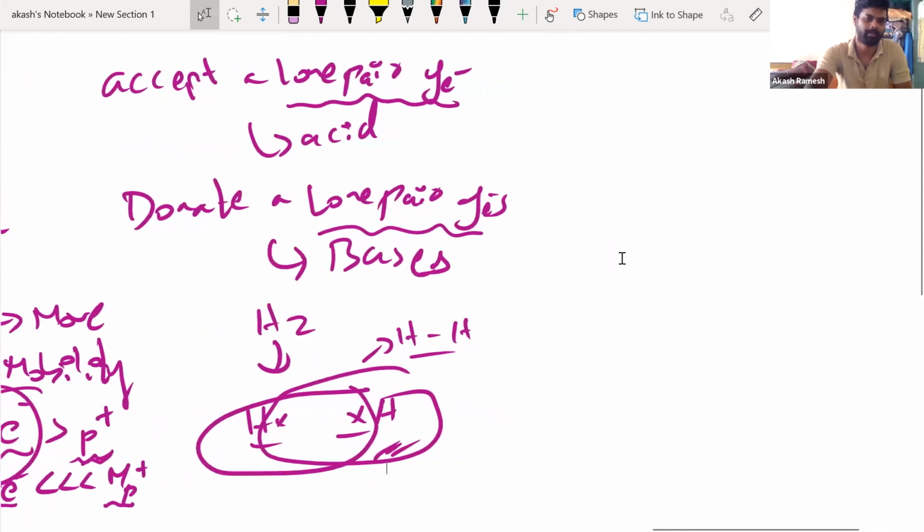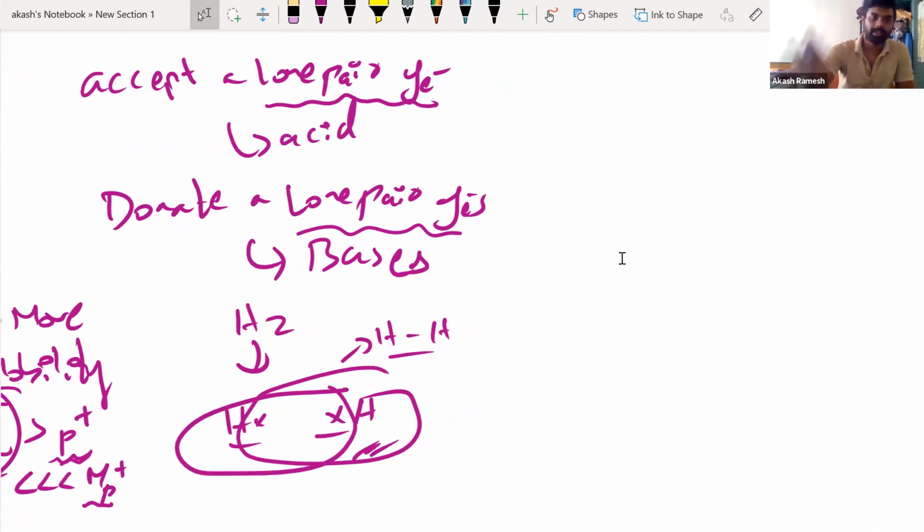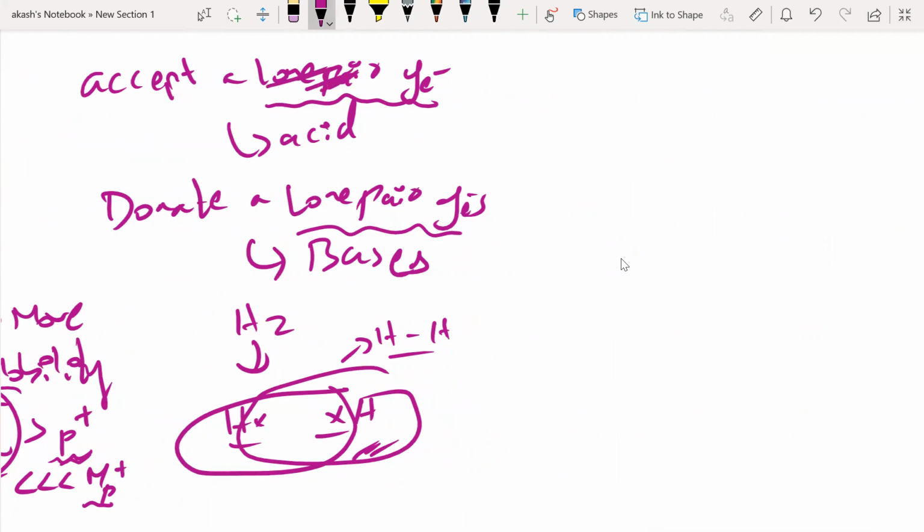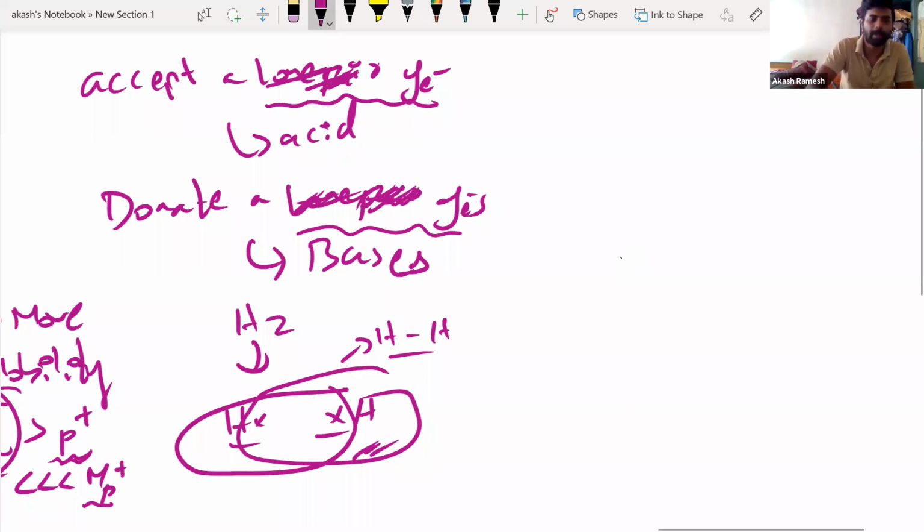Oh, fine, don't worry about it. If you don't understand this lone pair of electrons, just forget it. You don't even have to speak about this, because I would have to spend some time for you to understand what a lone pair is. So forget about lone pairs. If something is able to accept an electron, it's called an acid. Whichever is able to donate an electron is going to be called a base.